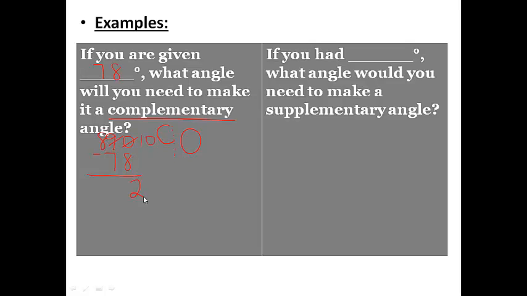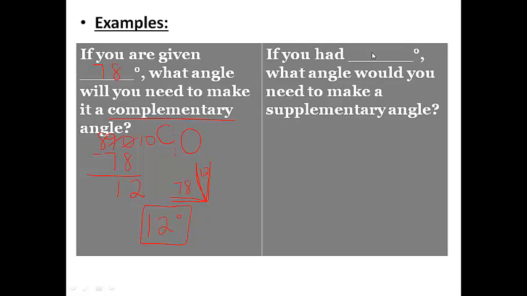10 minus 8 is 2, 12. Now, this angle is 78 and this angle is 12. Will that give me 90 degrees? 78 and 12, because remember it's two angles put together that makes 90. Does 78 plus 12 give me 90? Yes, so 12 degrees. Super simple, right?